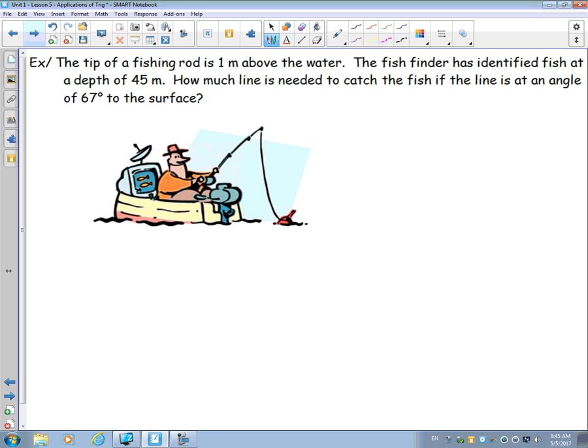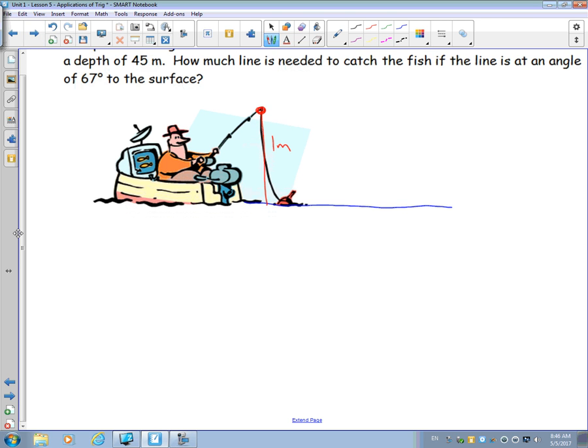So I put some clip art here just to help us, with the water. So we got our fishing rod, its tip 1 meter above the surface. The fish finder has identified fish way down here, 45 meters. Not to scale, okay, but let's say they're down here. Here's my fish, and they're 45 meters below the surface.